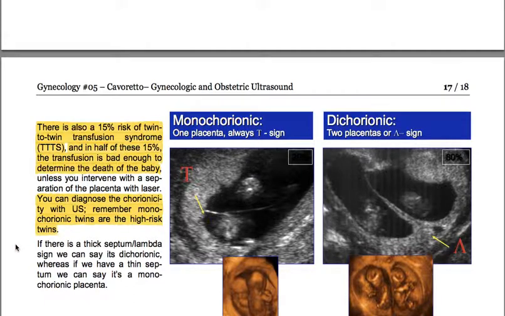If there is a thick septum, lambda sign, we can say it's dichorionic. Whereas if we have a thin septum, we can say it's a monochorionic placenta. So lambda sign, thick septum, two placentas, dichorionic. T sign, one placenta, thin septum, that is monochorionic.